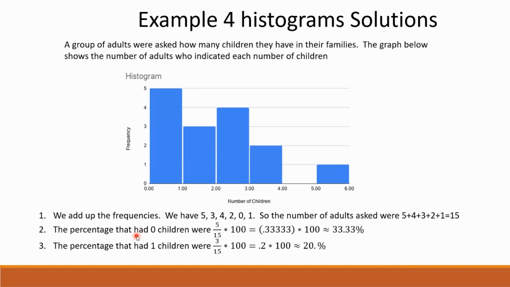What percentage had no children? Well, notice from the histogram, the number of adults that said they had no children was 5, right? That's from this bar, 5. Okay, so we have 5 out of 15. How do you get the percent? Well, again, you just divide and then multiply by 100. 5 out of 15 times 100, that's about 33.33%.